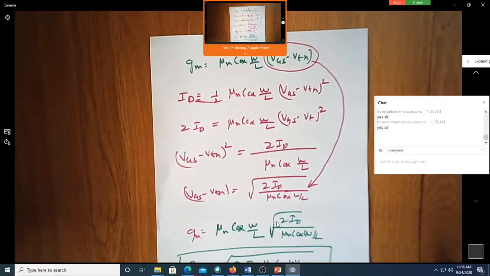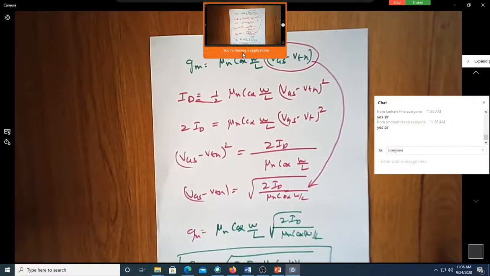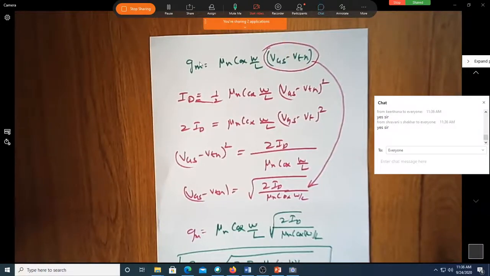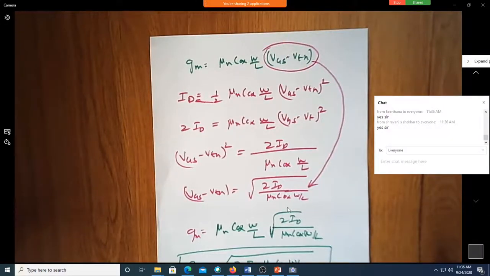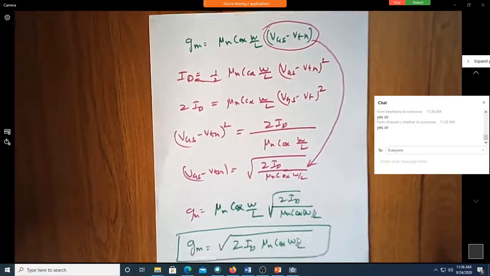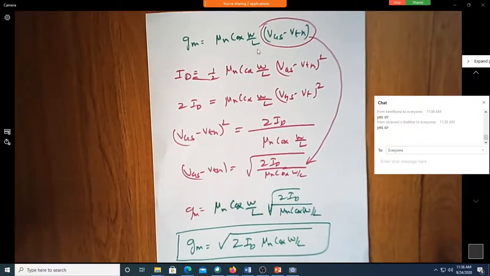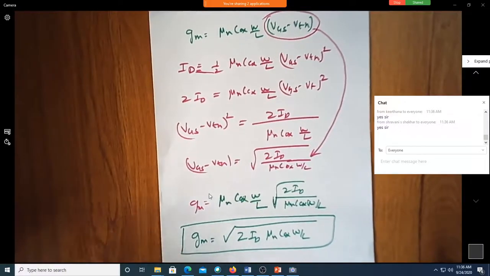So is there anyone who is finding it difficult to get what this is? So we are trying to rewrite the expression for GM in terms of dimensions of the MOSFET and ID. Because you can see, suppose if you don't know what is VGS minus VTH, one of the equations is this. So of course we are trying to get different equations. One of the equations is mu n Cox W by L into VGS minus VTH. The other possible equation is this. One more possible equation is, so okay, first all of you get this equation. Did you all get it?